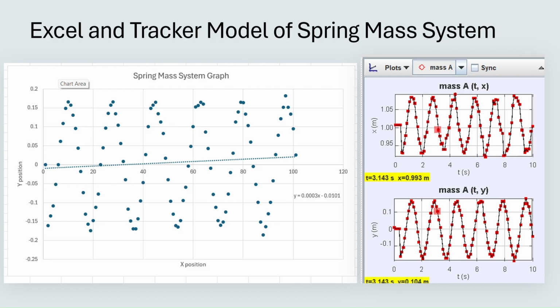And you can look to the right and see my Tracker data, which has both of the graphs for the X position and the Y position, and you can see how it oscillates according to the time.